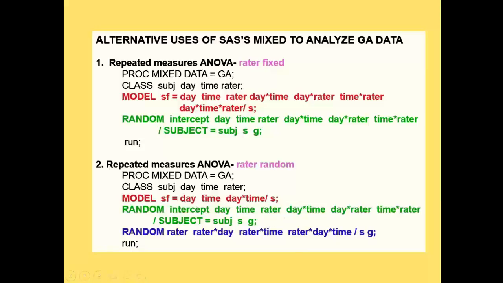Why is this in the model? Well, what is essentially where it says random intercept? What's that? That's the random intercept for subjects. Okay, for subjects, not for rater, for subjects.